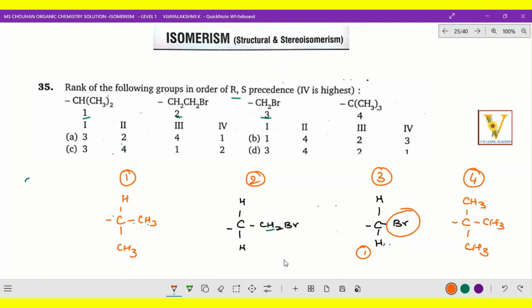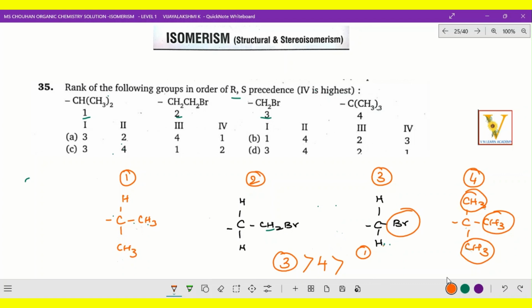So that is the third compound, you will give the first one. And then the second one, next to that, here CH2Br is there, but here 2 CH3 is there, and here 3 CH3 is there. See, 1, 2, 3. So among all these, this is the next highest RS configuration priority. Okay, so that means this is 4.